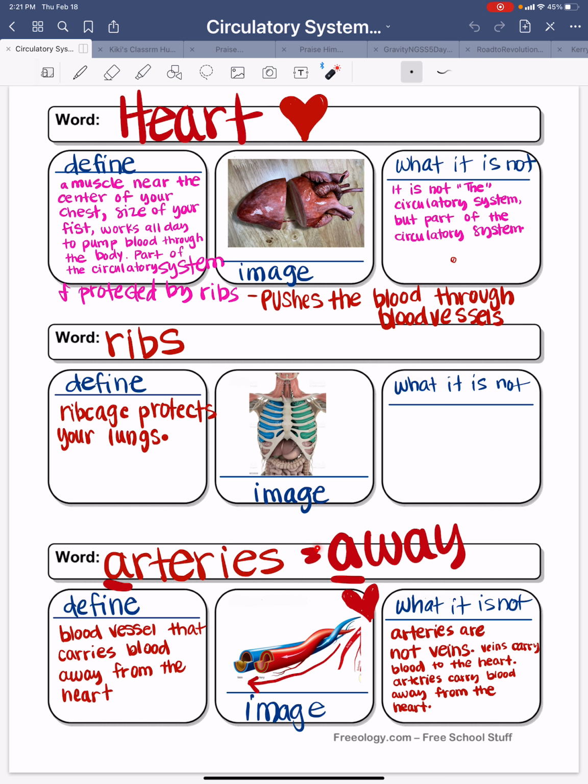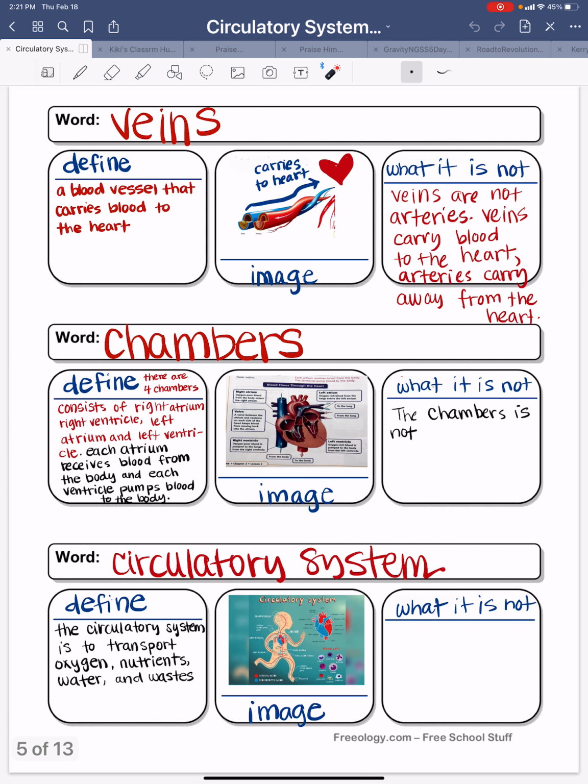Arteries take blood away from the heart. Blood vessels that carry blood away from the heart. Veins, a blood vessel that carries blood to the heart. So here you can see carrying it to the heart, the blue vein.